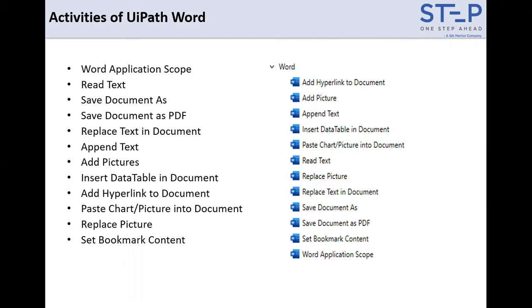Then we can add a picture in the Word document, and we can also add a data table. Data table in the sense that we can add a table in your document. With the use of hyperlink, we can add a hyperlink to the document, and we can also add a chart into the document, replace some pictures in the document, and set bookmark content. We can use Word document activities to set the bookmark.